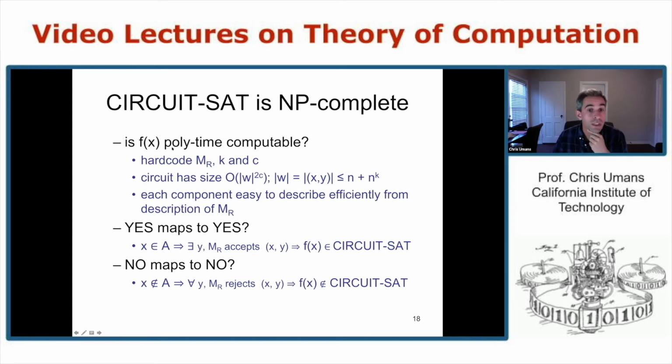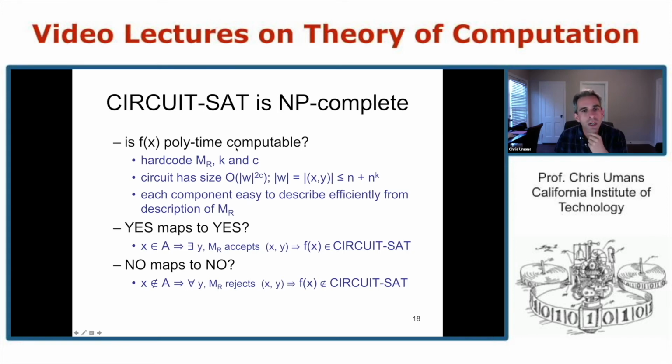So is the reduction that we've described polynomial time computable? I claim yes. You have to hard code the description of the Turing machine M sub R. The K describes the length of the witness Y as a function of the length of X: Y is of size X to the K. And C is another constant which describes the running time of the Turing machine. And then the circuit, if you remember, has size at most W to the 2C, and W has length of X and Y together. X has length N, Y has length N to the K.